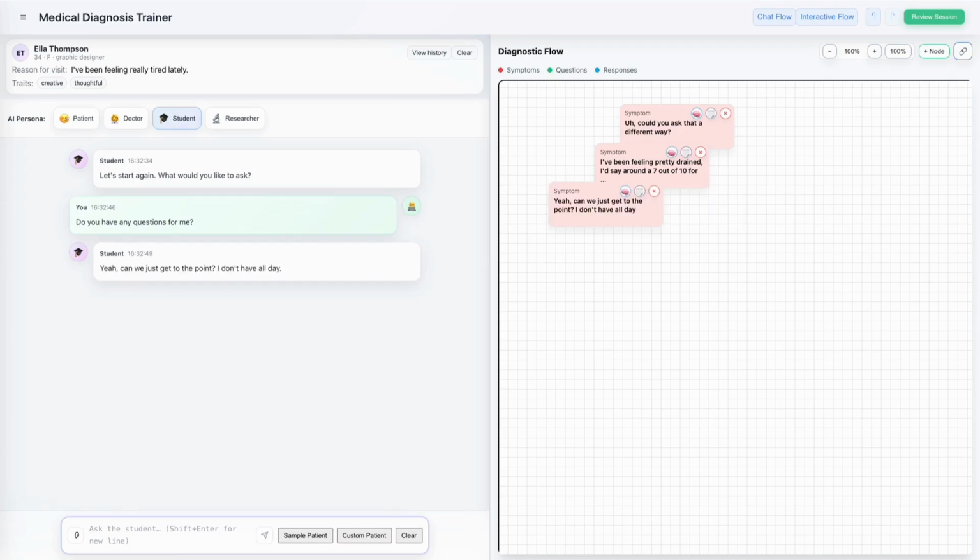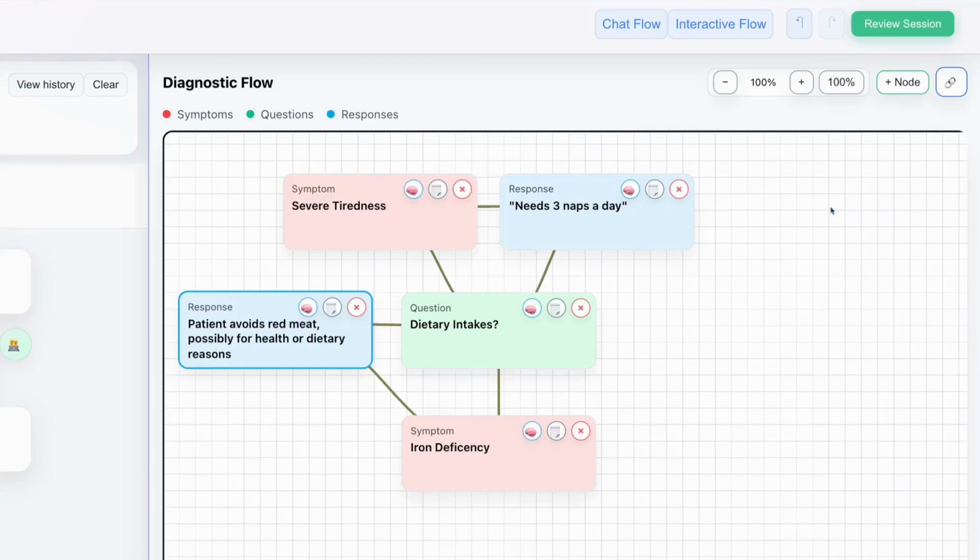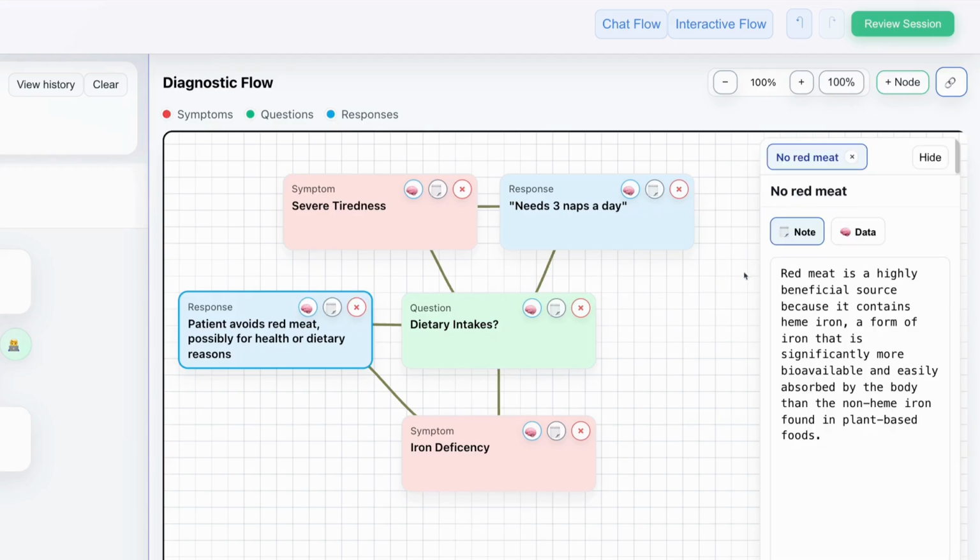At the heart of HippoTree is an algorithmic flowchart that grows with the conversation. As you ask questions, the system maps connections between symptoms, questions, and responses in this chart, with two major suggestions to help hint and trigger thinking, driving the diagnosis further when you are stuck.